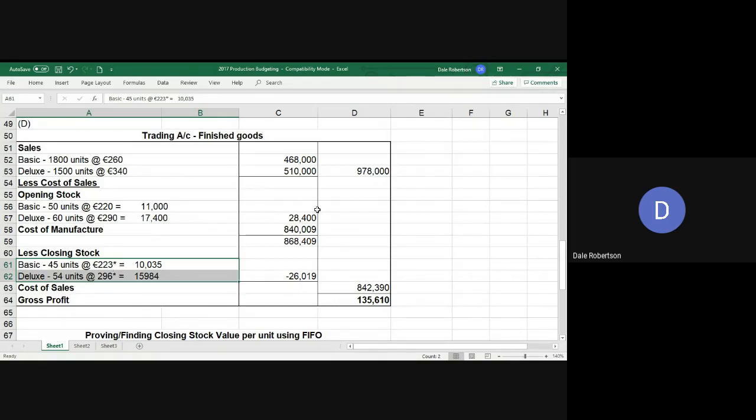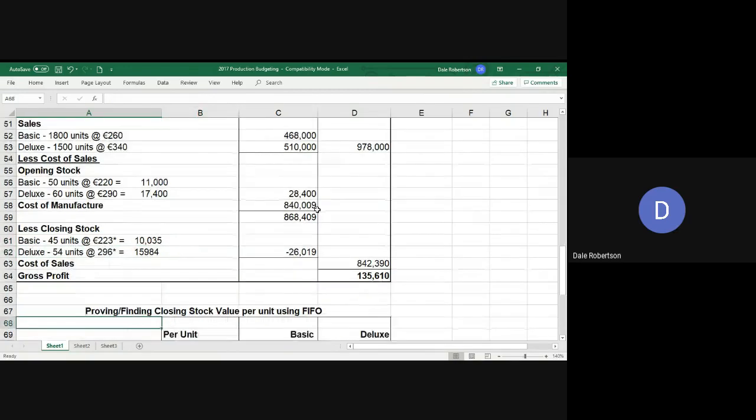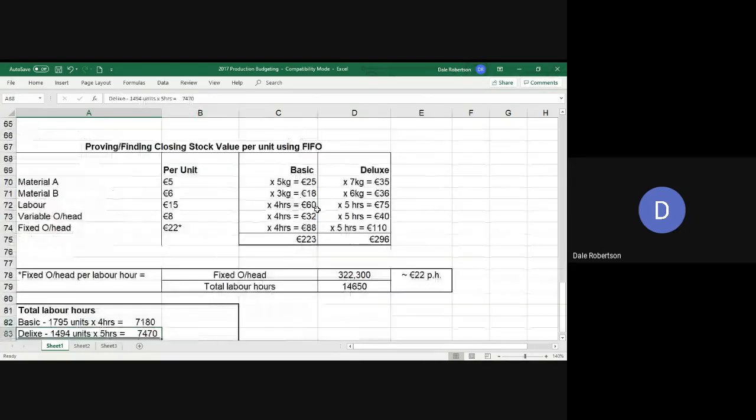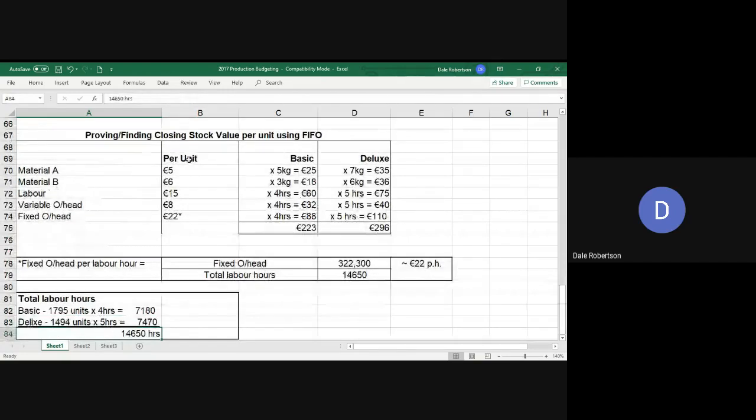So I'm going to go down here again, and we're going to look at how you find this value. Like when you're doing this as a whole, and we looked at part C of the question in the last video, you have to take into account your materials and your labor and your variable overheads and your fixed overhead. And this is no different in here. That's exactly what we're going to do. So we're going to establish these per unit numbers first, and then we'll have a look at what they mean for each individual wardrobe.